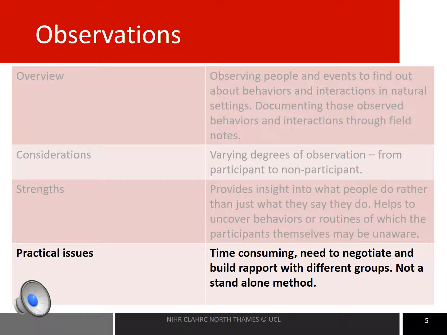And then finally, if the type of observation being conducted is participant observation, then it's important for you as a researcher to be reflexive and to consider your own position in the research and what influence your presence as a researcher might have on the behaviours and interactions of other people participating.